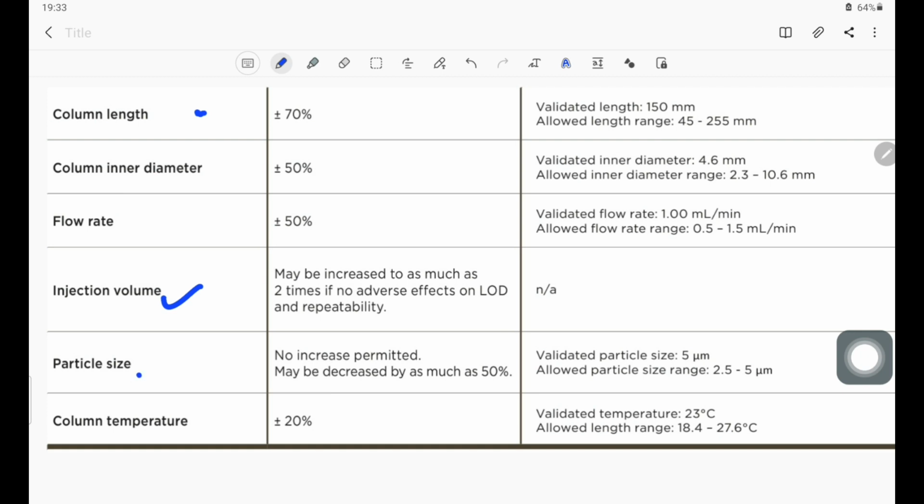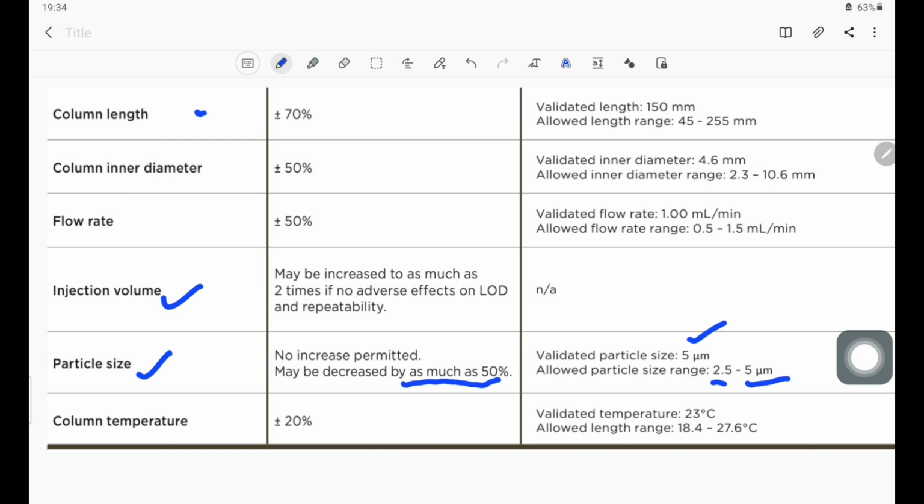The next parameter is particle size, and the maximum allowable change says there should be no increase permitted in the particle size. It means we cannot increase the particle size of the column, but it can be decreased by as much as 50%. For example, if we have a 5 micron particle size of the column, then we can change it from 2.5 to 5 micron.